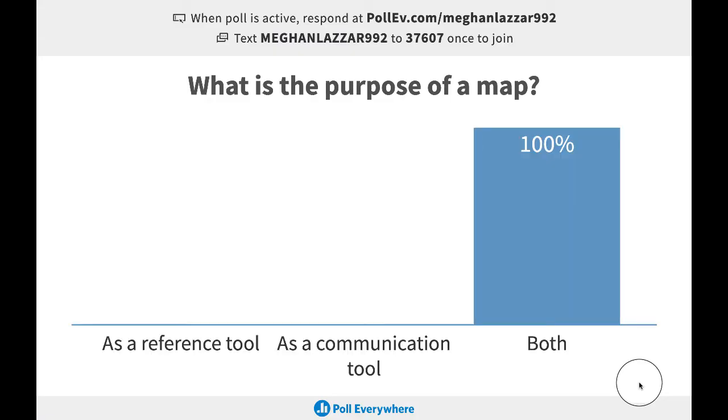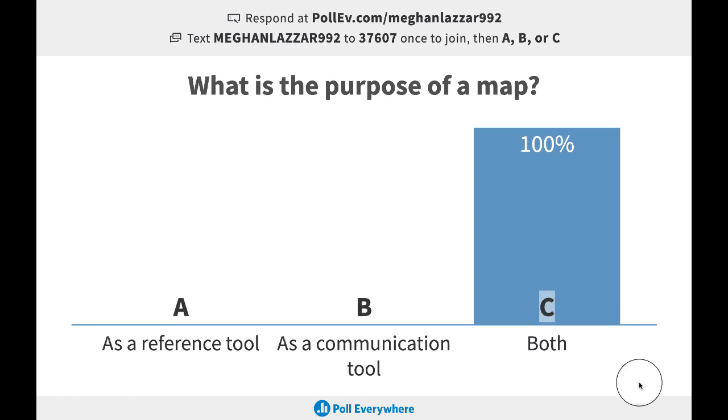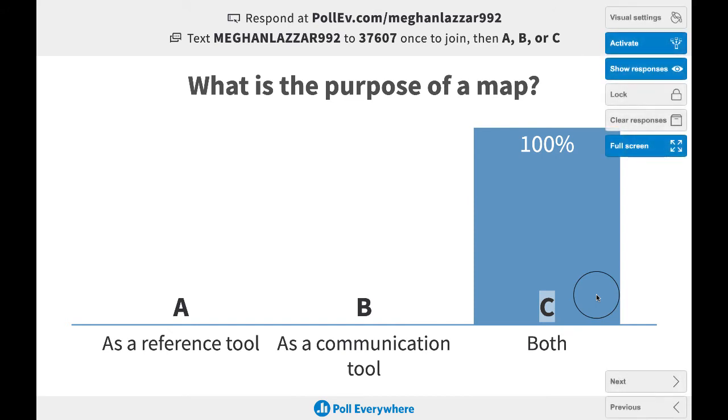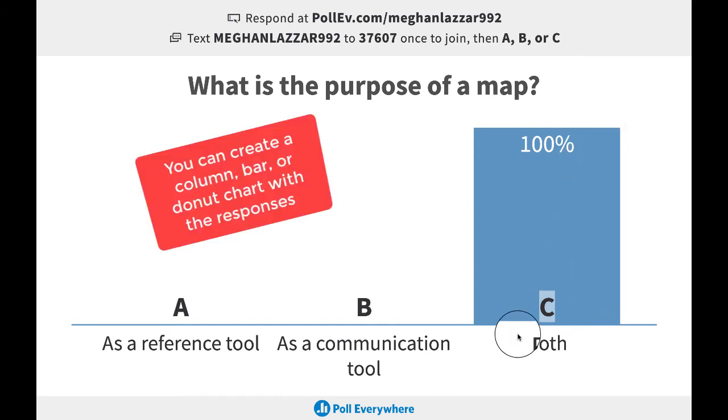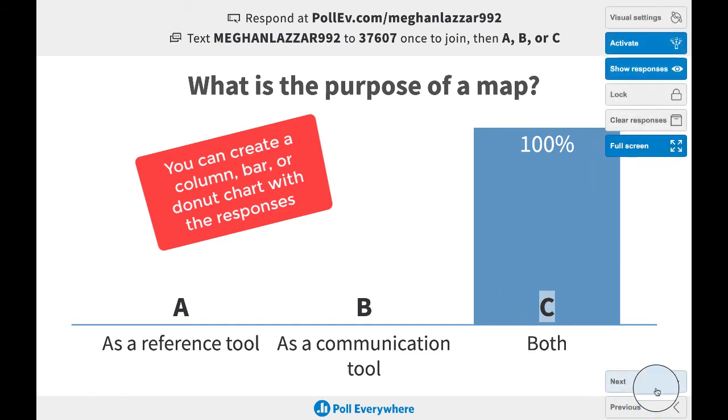And now I can see my multiple choice question. 100% of my students selected C for this question. I have the visual settings as a bar graph right now, but you are able to change those settings so you could see a pie chart or some other sort of visual. When I'm done with that one, I'll click Next again.